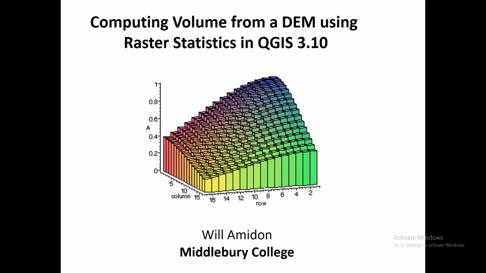So the cool thing about a digital elevation model is we actually have a z dimension. We have an x, a y, and a z dimension where that z is elevation. So it actually allows us to compute the volume of material beneath any given surface that we might want.